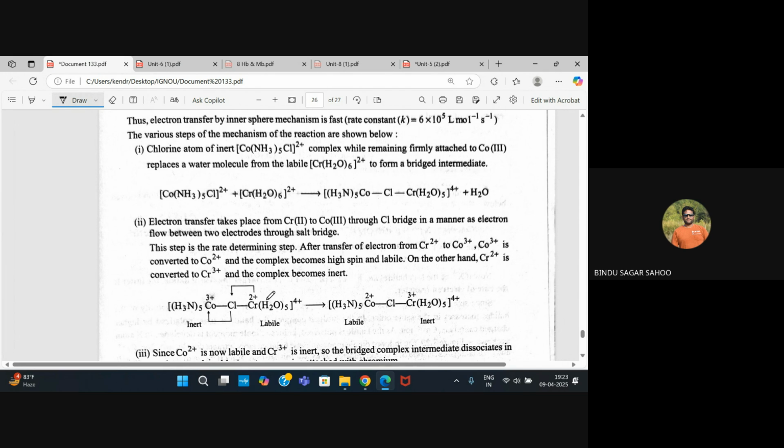The outer sphere mechanism will keep the two coordination spheres intact with respect to each other. Through tunneling, one electron will transfer from this coordination sphere side to another coordination sphere side.